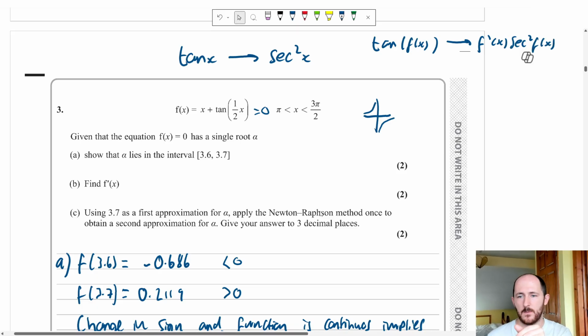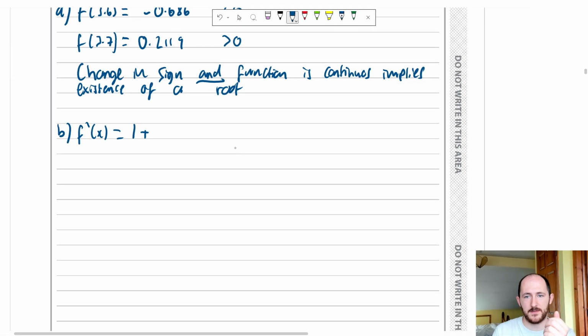So what do I mean by that? Well, this isn't just going to be sec squared x when I differentiate. It's not going to be sec squared half x. It's going to be, I differentiate this, which gives me a half, right? Half x differentiated gives me a half. So a half, sec squared, and then the original function again.